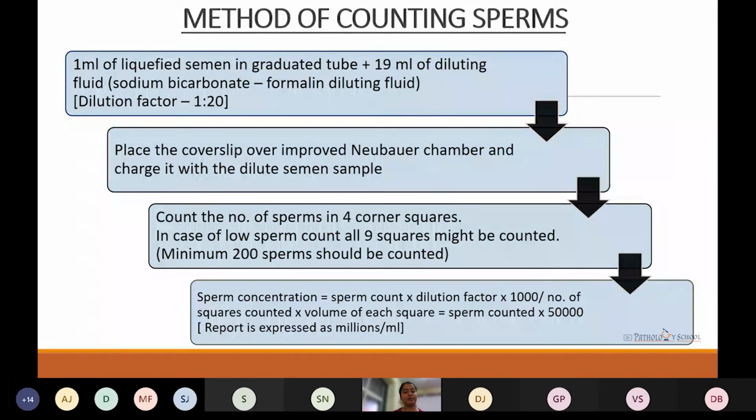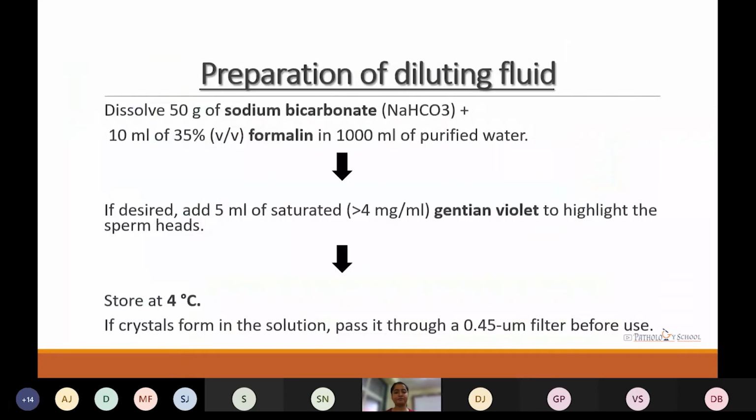Now there's a formula to calculate the concentration, which is sperm count multiplied by the dilution factor multiplied by 1000, divided by the number of squares counted multiplied by the volume of each square, which ultimately gives us sperm counted multiplied by 50,000 if we put in the respective values. Like in place of dilution factor, we put 20, multiplied by 1000, then divided by the number of squares counted, which in this case is 4, then multiplied by the volume of each square, which is 0.1 cc. And the report will be expressed in millions per ml.